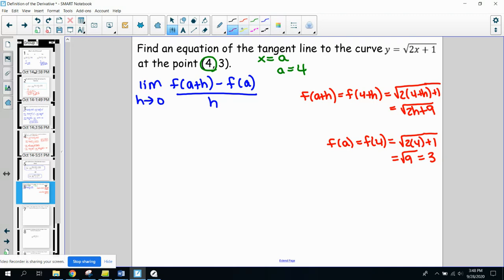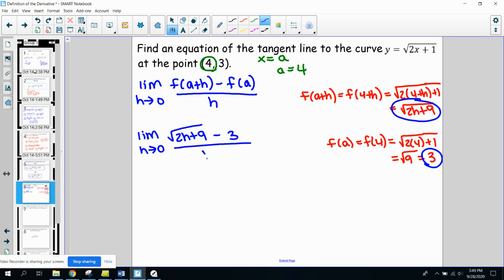Now I'm going to go back to my limit here, and plug in my information. So I'm going to do the limit as h approaches 0. f of a plus h, well, we said that was f of 4 plus h, and we figured out that it was square root of 2h plus 9. And then I'm going to subtract f of a, which is f of 4, which is 3, over h.